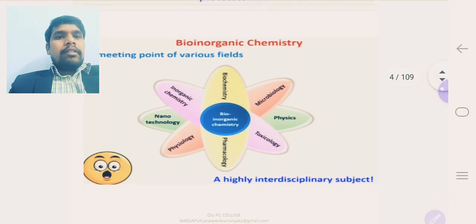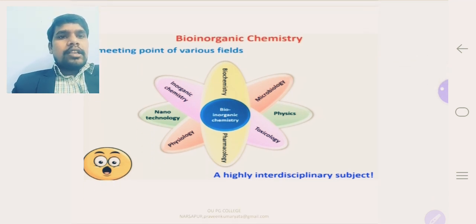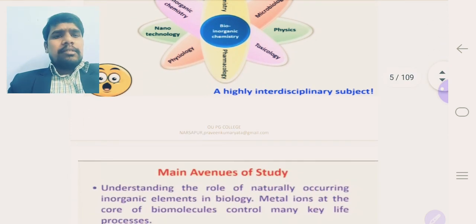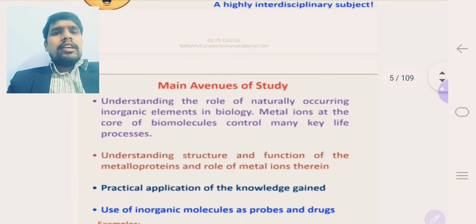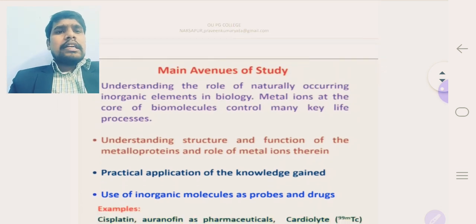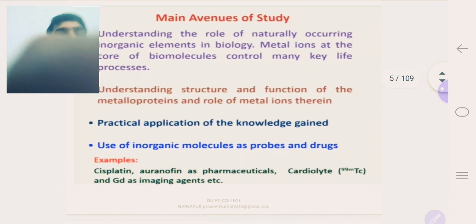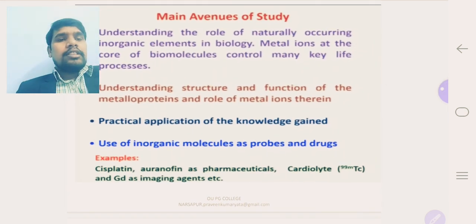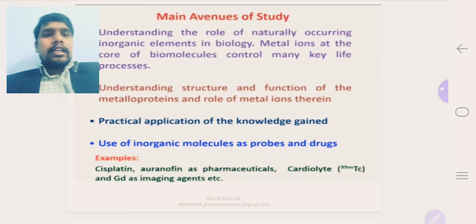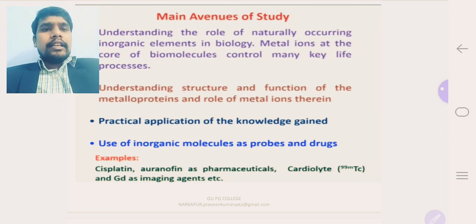It is a meeting point of various fields: bioinorganic chemistry, biochemistry, microbiology, physics, toxicology, pharmacology, physiology, nanotechnology, and inorganic chemistry. A highly interdisciplinary subject. Main avenues of study: understanding the role of naturally occurring inorganic elements in biology. Metal ions at the core of biomolecules control many key life processes. Understanding the structure and function of the metalloproteins and the role of metal ions therein.